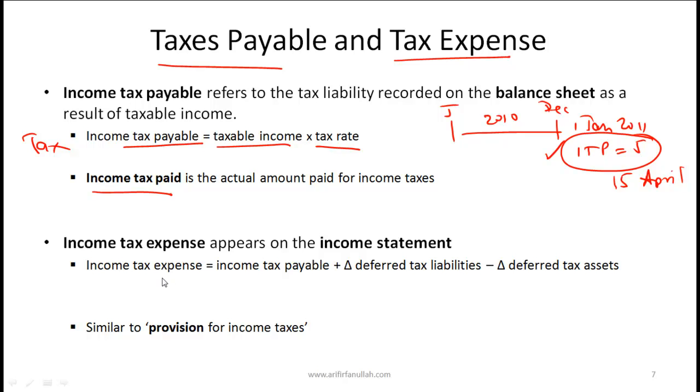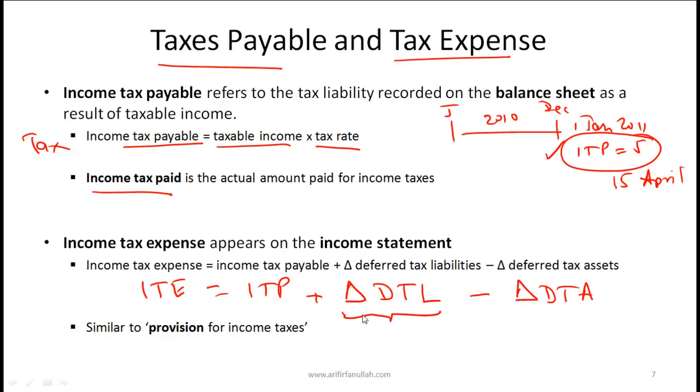Now, an important relationship is shown right here. Income tax expense for a given year is equal to income tax payable for that year plus the change in deferred tax liability minus the change in deferred tax assets. And you must learn this formula. As we have said before many times, whenever you see a change in something, it is the end value minus the beginning value.